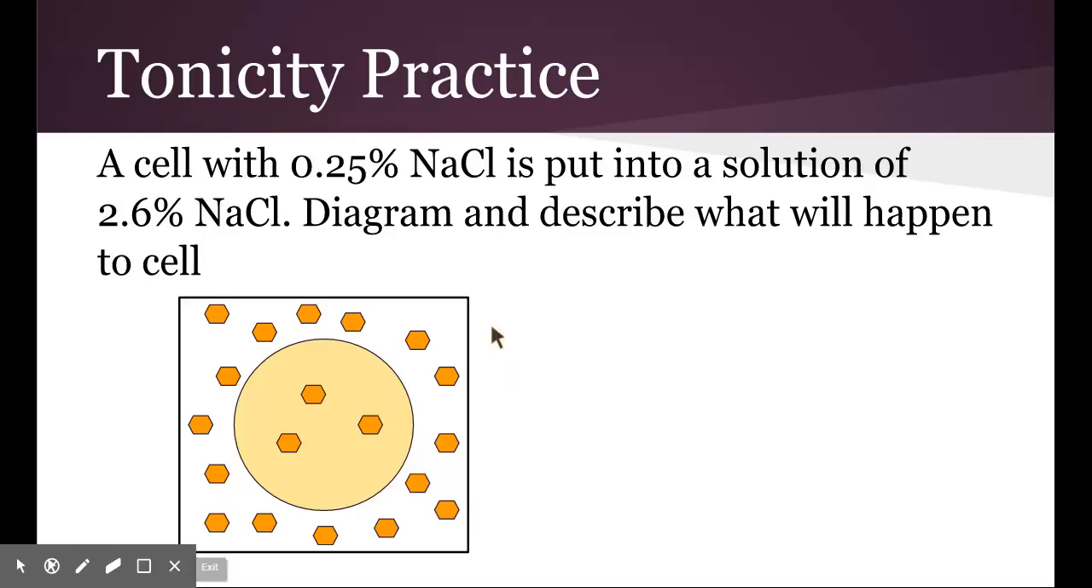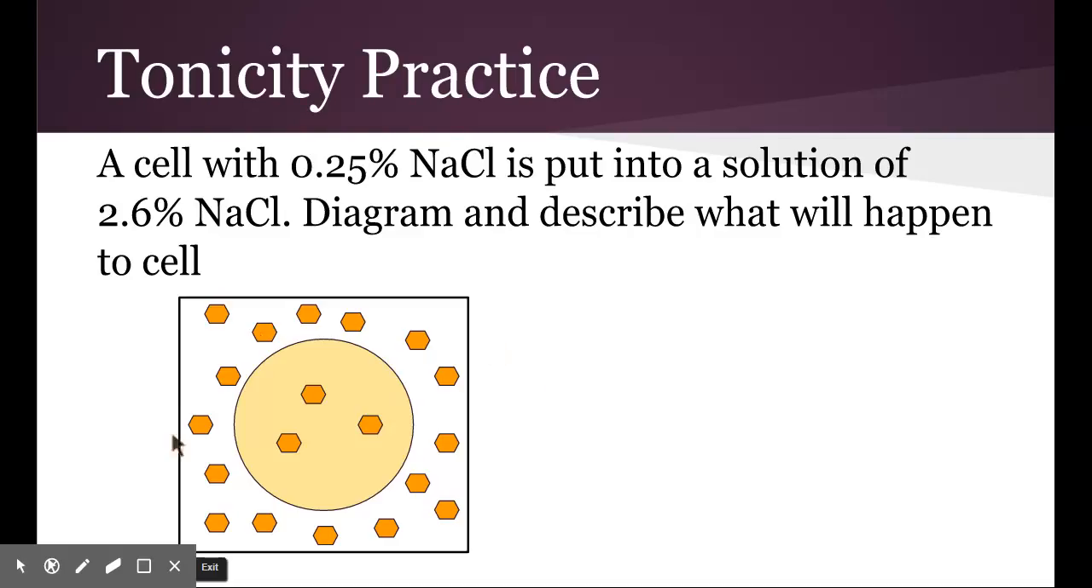So the way I diagram that, again, I draw my box to represent my solution, draw my circle to represent my cell on the inside, and now because it's only 0.25% on the inside, I draw a few, and I'm using, in this case, my little orange hexagons to represent my salt. So I put a few of them on the inside, but then I put a lot more, and I always exaggerate it just to make your life easier, on the outside. So don't worry about these numbers at all. Just look at these numbers and say, okay, which one's bigger? 2.6 is bigger. So 2.6 represents what's in my solution, so the solution has more stuff, it has more solute in it.